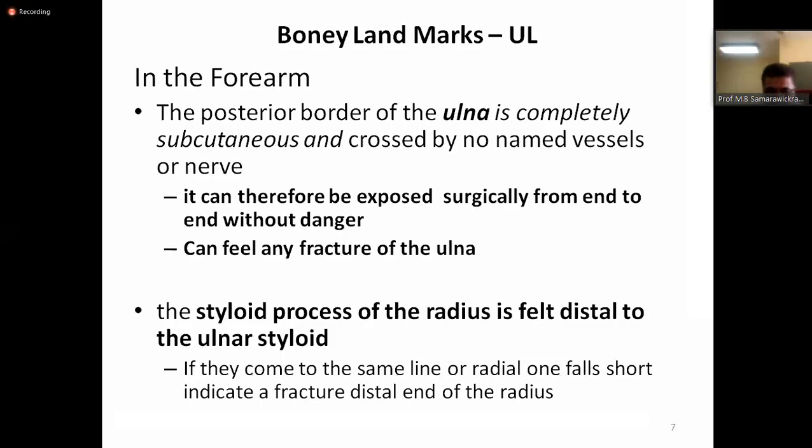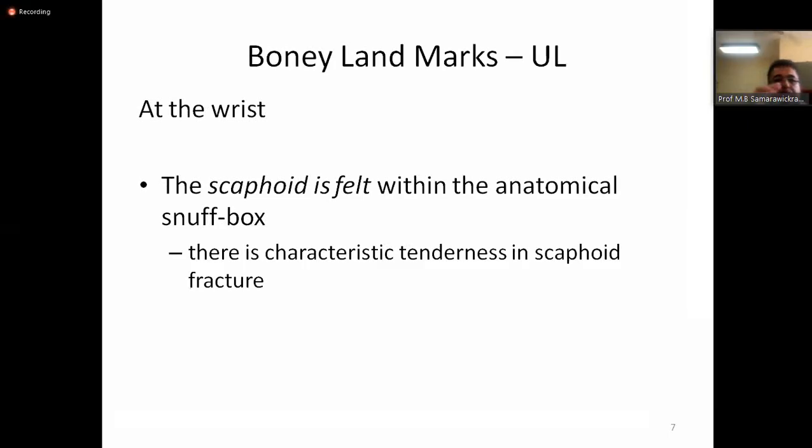In the forearm, the posterior border of the ulna you can feel completely. Therefore, that is a convenient site for exposure of the ulna for surgical purposes. And any fracture or disease in the ulna, you can feel.